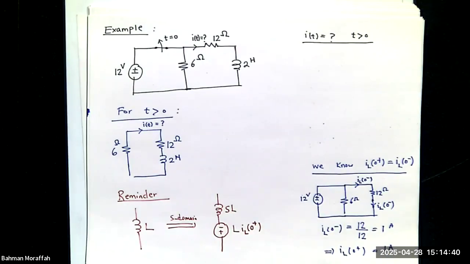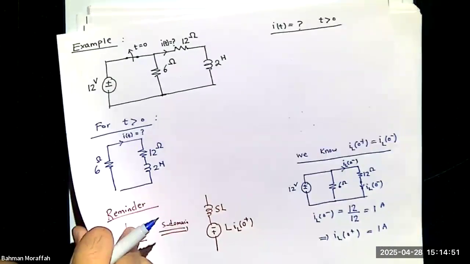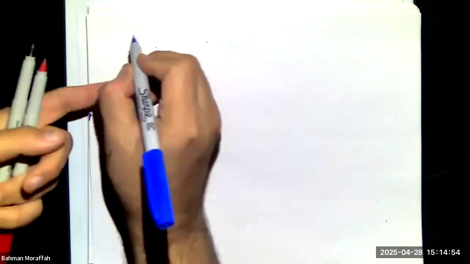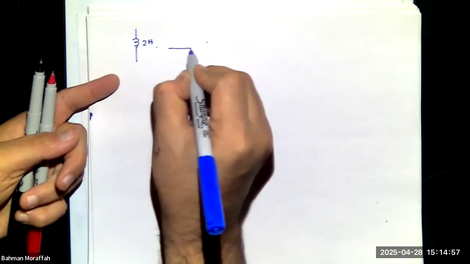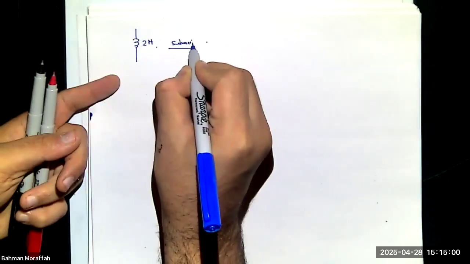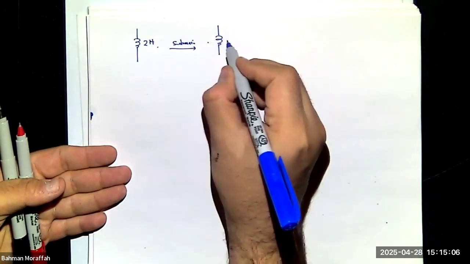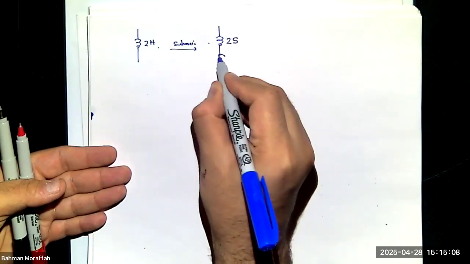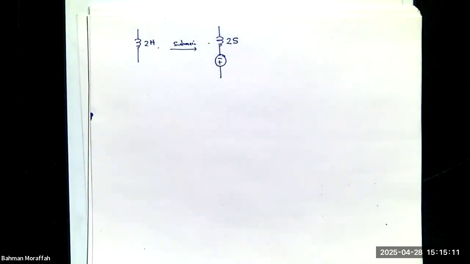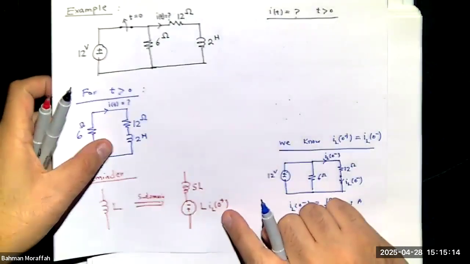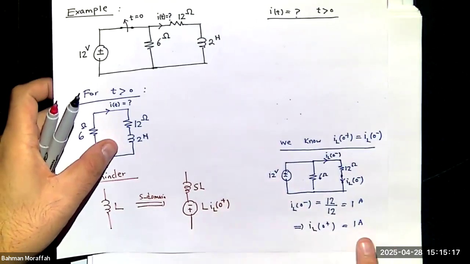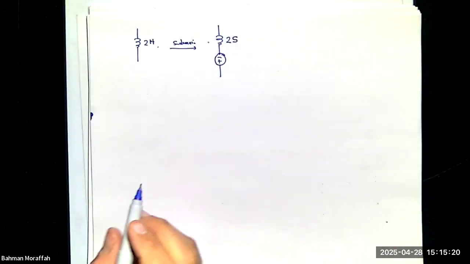Now I'm done. I know exactly how this 2 Henry inductor looks in the S domain. I have to replace it by sL, which is 2 times s, followed by L times iL at time 0 plus, which is 2 times 1. So it is 2.